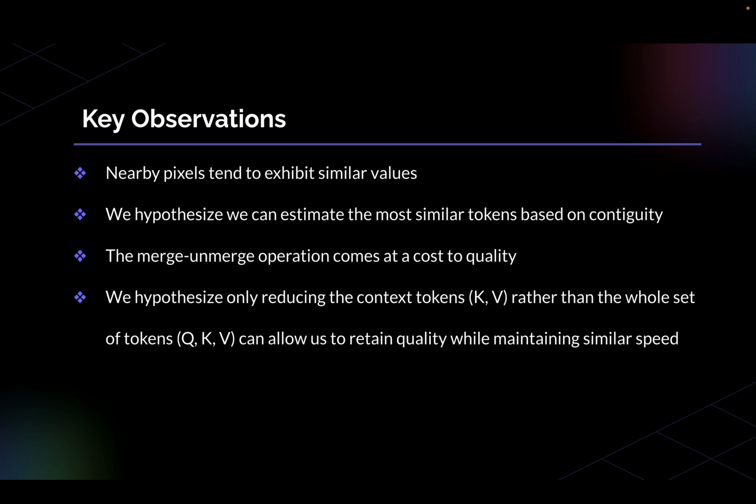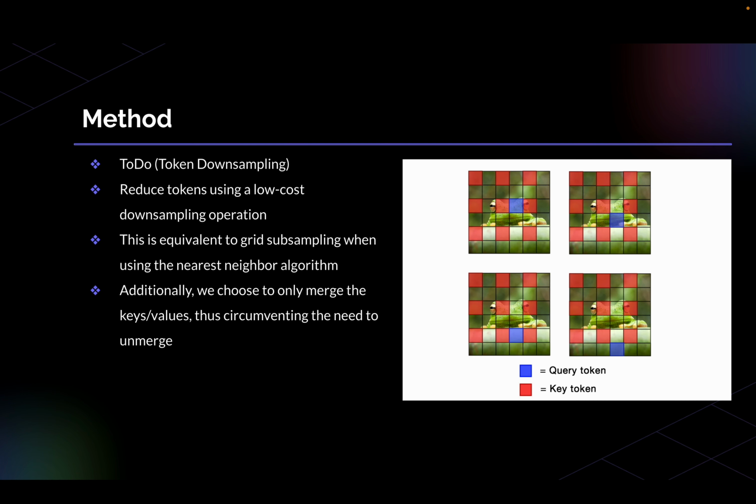We noticed some things, for example, that nearby pixels in images tend to exhibit similar pixel values, so we question whether the same might be true for features in the UNet, that the most similar tokens may be nearby as well based on contiguity. Secondly, the merge-unmerge operation comes at a cost to quality. We wonder if reducing the context tokens, exclusively the key and value tokens, rather than the whole set, can allow us to retain quality while still maintaining similar speed.